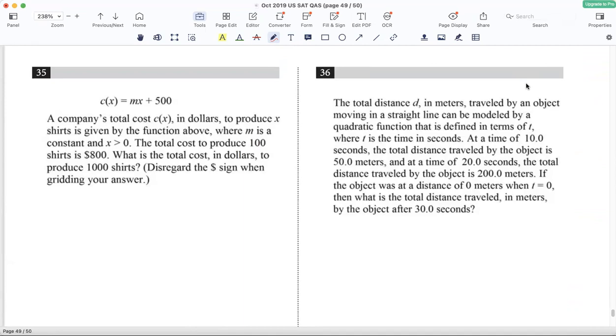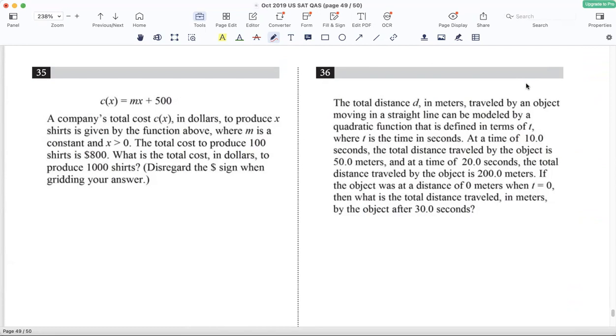C(x) equals mx plus 500. A company's total cost in dollars to produce x shirts is given by this function, where m is a constant and x is positive. The total cost to produce 100 shirts is 800. What is the total cost to produce 1,000 shirts?